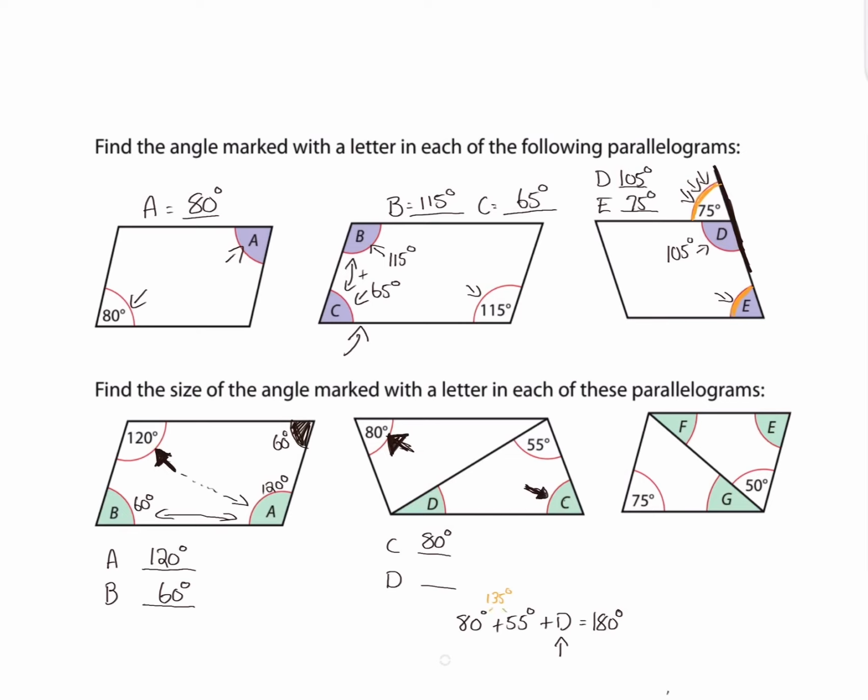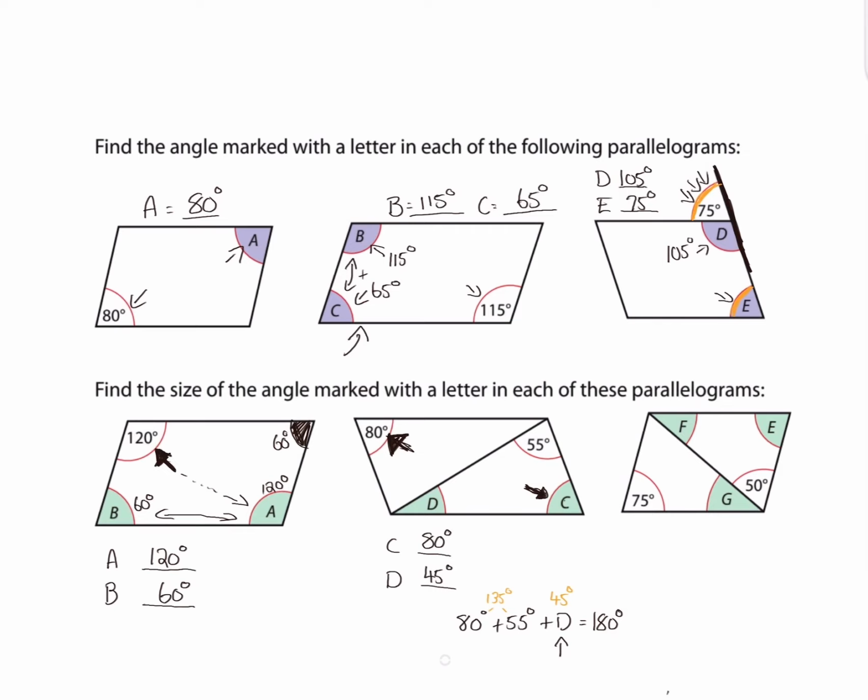Yeah, I'm right. And so D must be 45 degrees, correct? So D must be 45 degrees. Because if we add 45 plus 55 plus 80, you get 180.